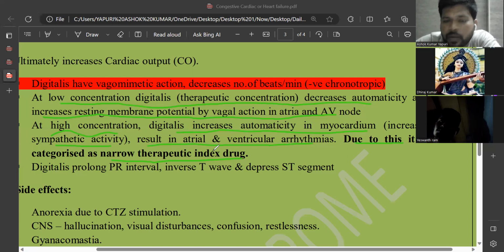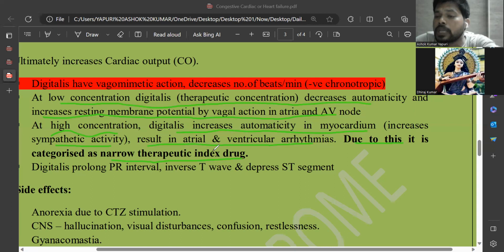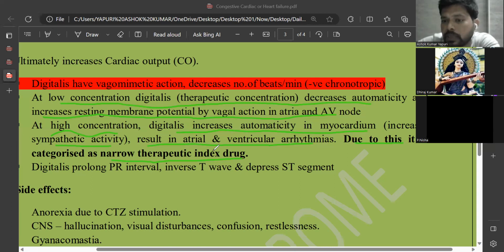Drugs like digitalis, lithium carbonate, penicillin G, theophylline, and barbiturates all come under narrow therapeutic index drugs, and there should be monitoring.